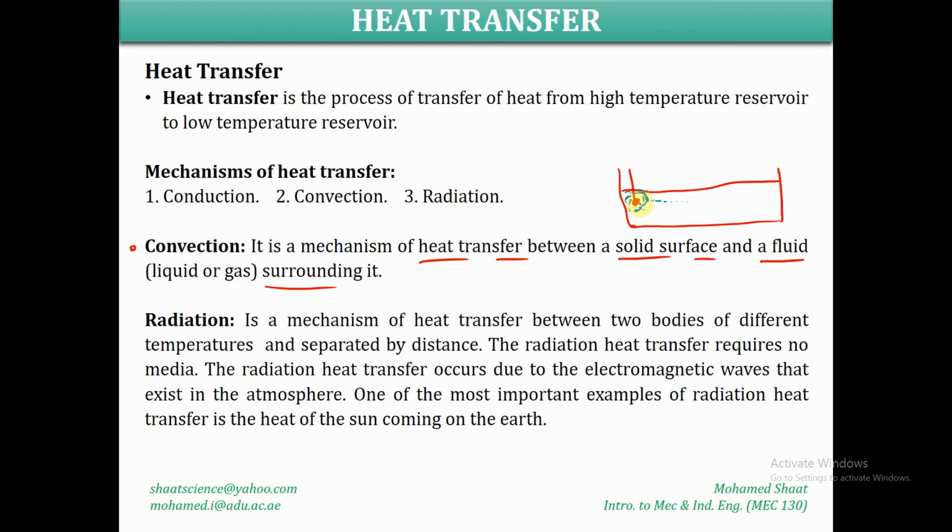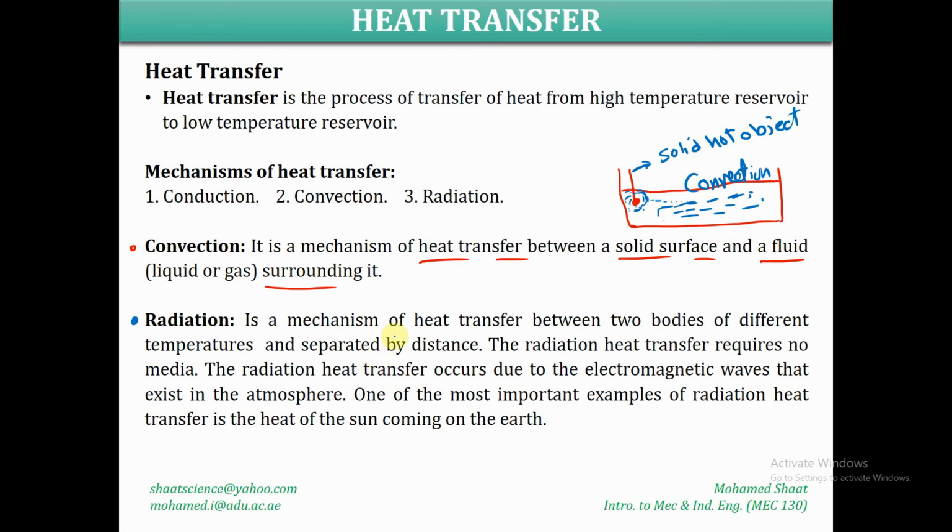So the transfer of the heat from this source, which is going to be a solid hot object, is going to transfer to the liquid with the aim of heating the liquid. So this requires convection. This is another mechanism of heat transfer, known as convection. The third mechanism is radiation.